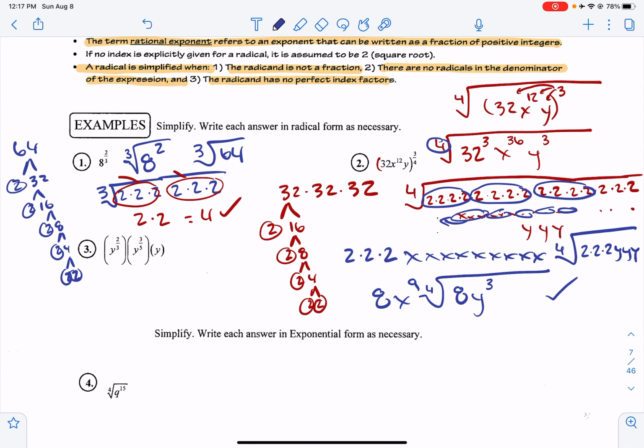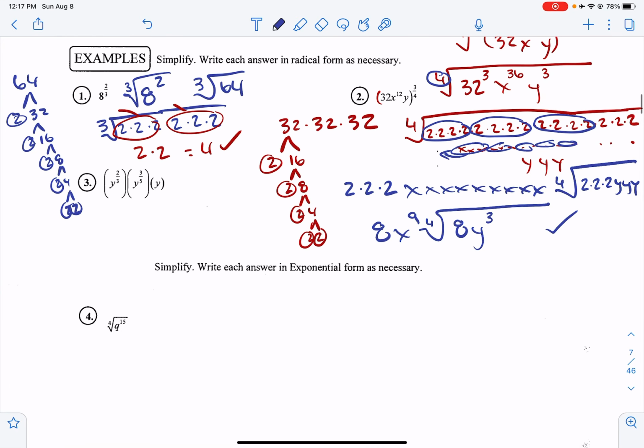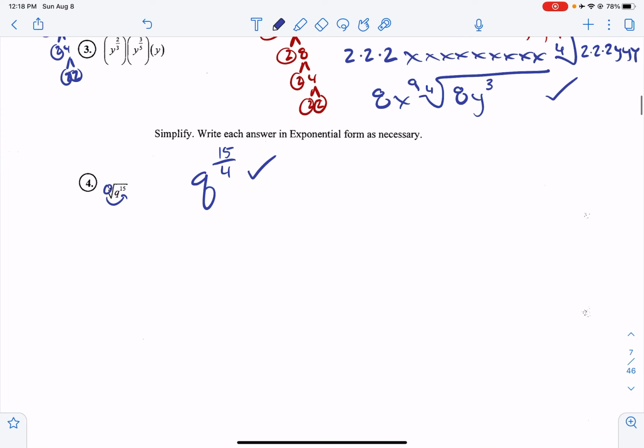Okay, number 4, instead of writing it in radical form, it wants me to go the other way. It wants me to simplify, but it wants me to write my answer in exponential form, which is really easy to do. All I do is take that 4, put it on the bottom of the fraction. So that just becomes q raised to the 15 over 4. And I'm done. That is exponential form because it has an exponent and none of them are negative, so that's good. Well, I guess it's more important that it's on top than that it's not negative. So yeah, that's as far as I can go with that one.